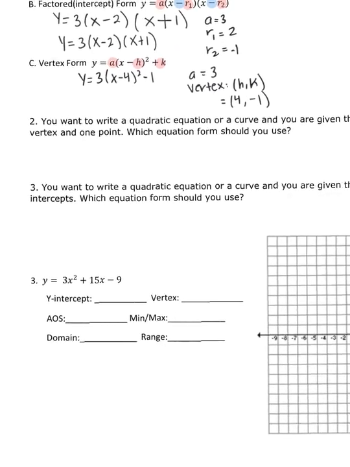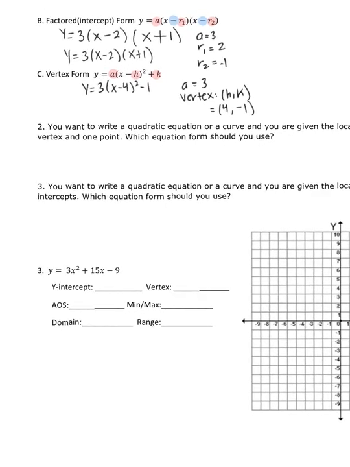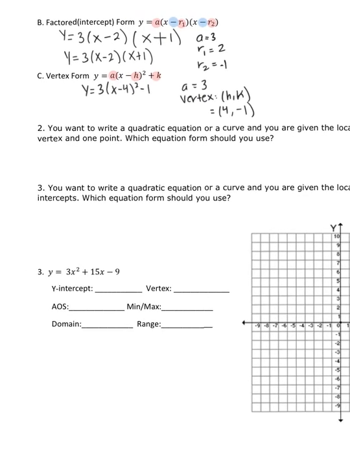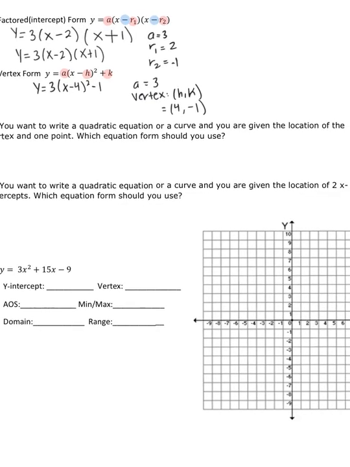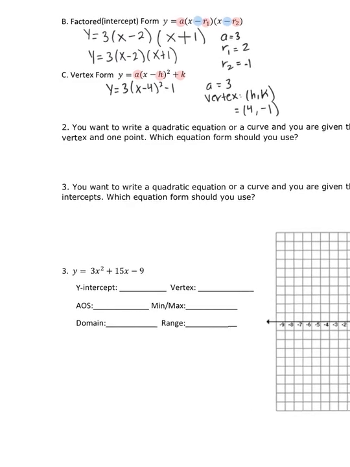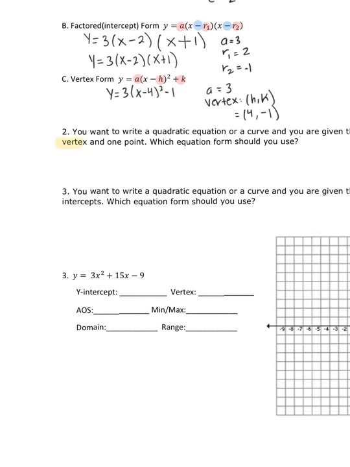Okay, for number 2, you want to write a quadratic equation of a curve, and you are given the location of the vertex and 1 point. What equation form should you use? So the key thing here is that you were given the vertex and you were given 1 point. So pretty much anytime you see the word vertex, you should automatically think vertex form. So using vertex form, and vertex form looks like this. Okay, so that's it.